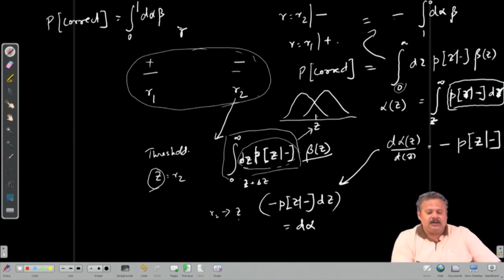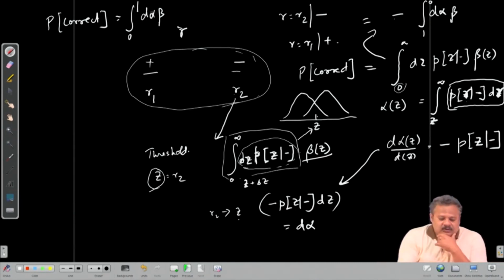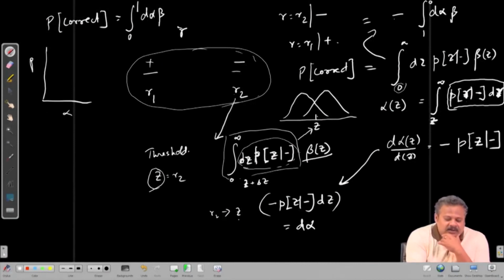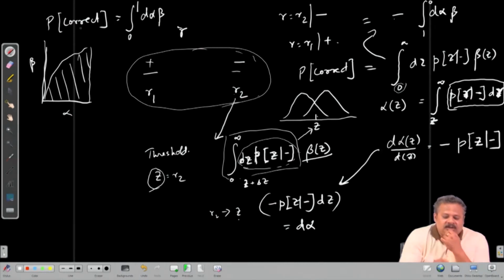The integral d alpha beta, and so obviously this is showing that if we consider the ROC as alpha and beta as a function of alpha, then the area under this curve, beta as a function of alpha, is the percentage or probability of correct, because this is representing this area.